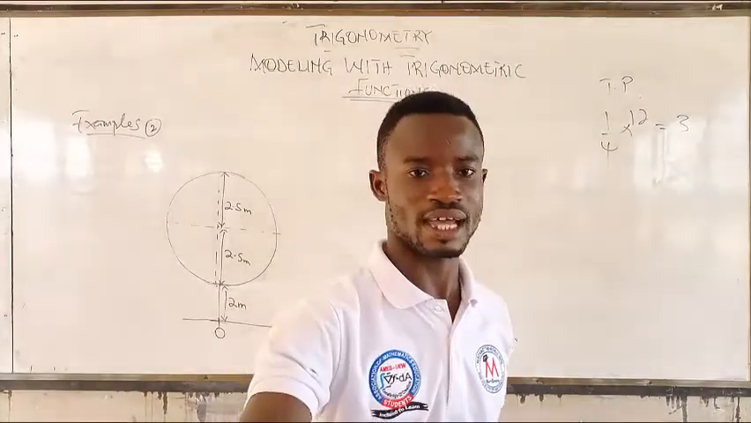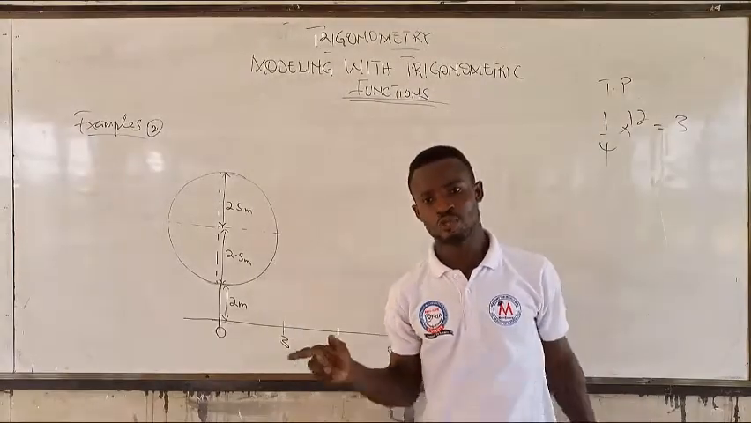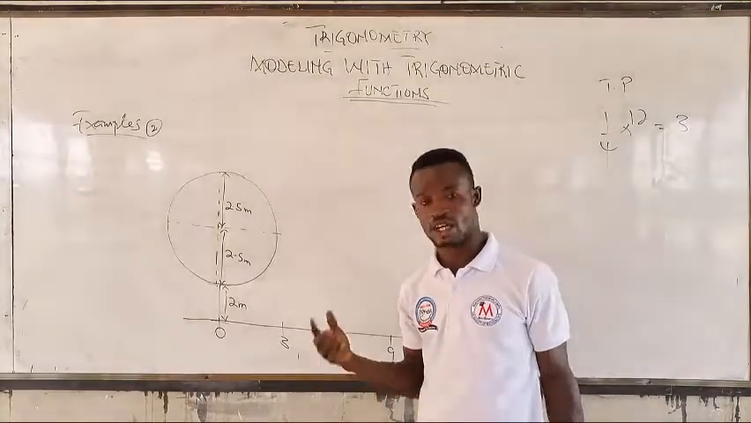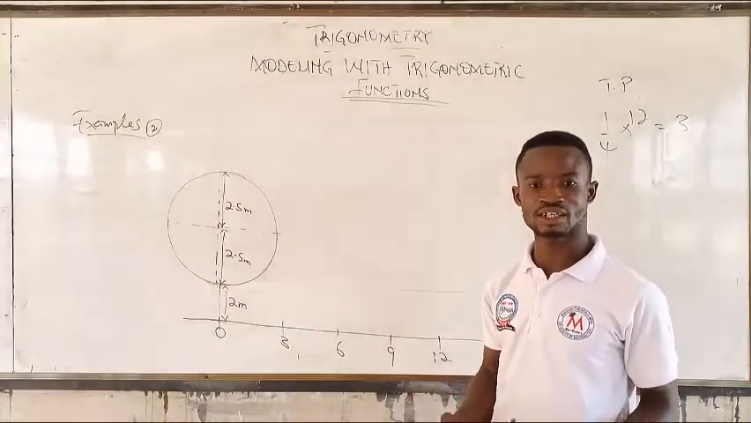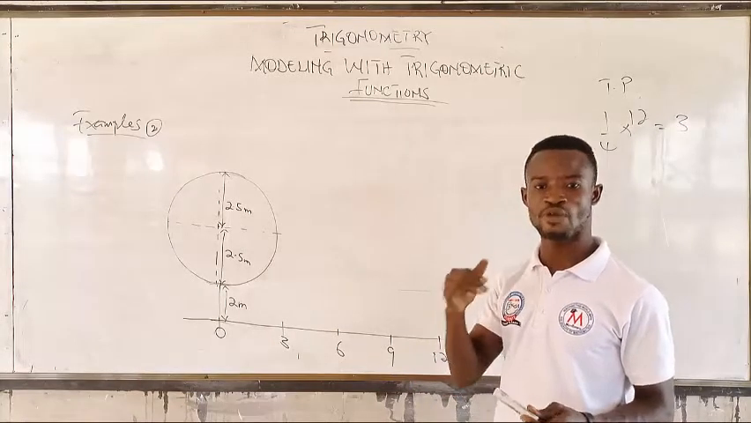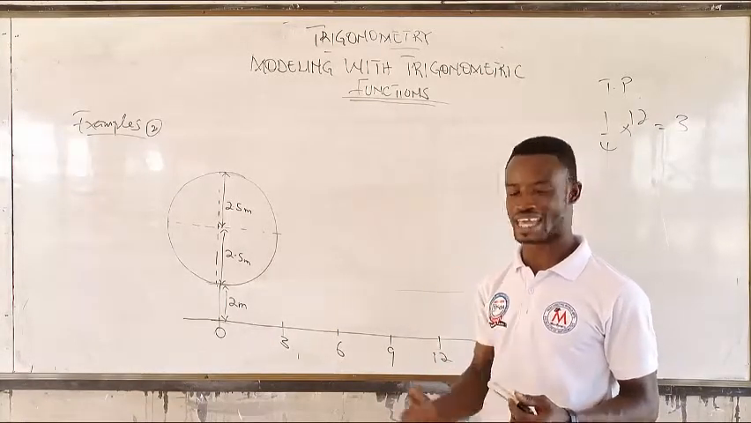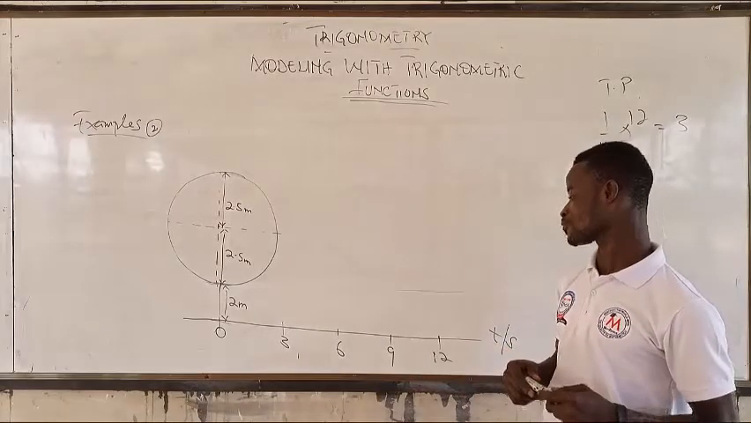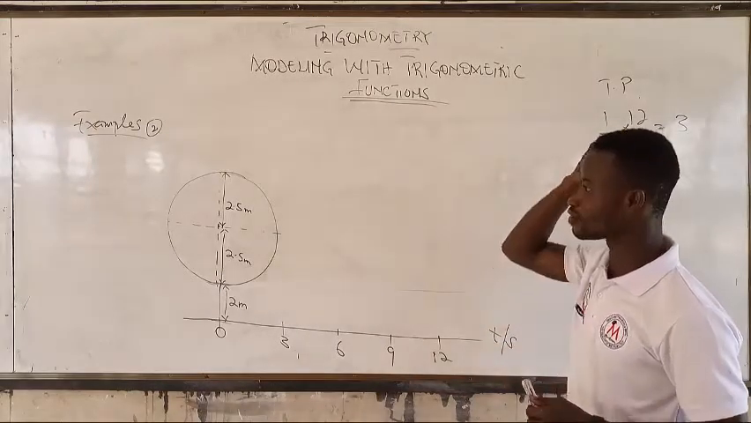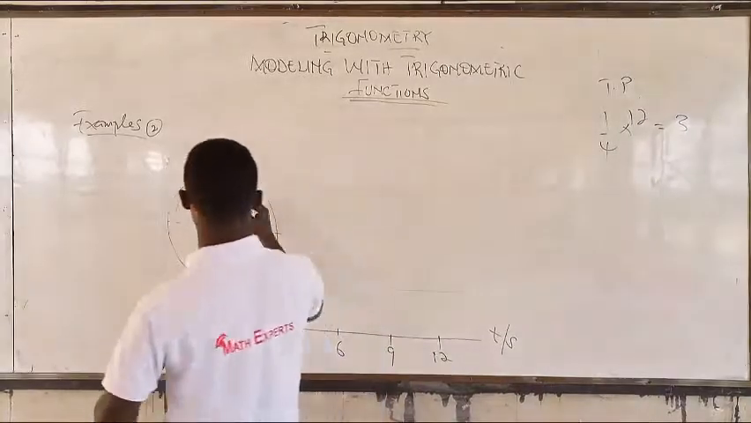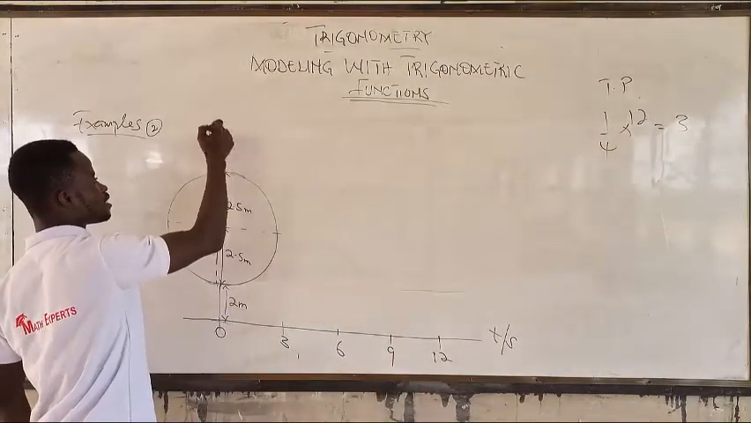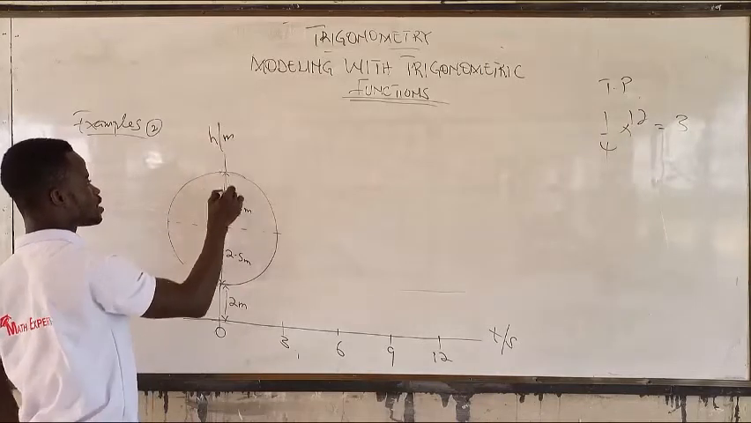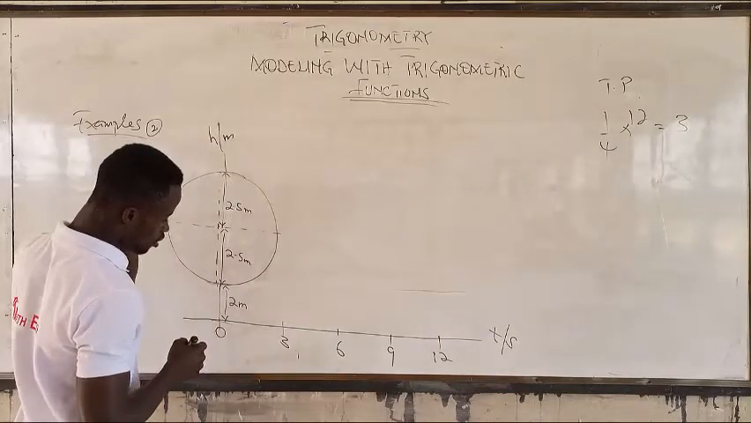Very good. So let's look at that. It is 2 meters above the ground. Okay. 1. Draw a graph that models the height of the Ferris wheel with respect to time. That is what we have to do. Very good. So this one is going to be our height in meters.